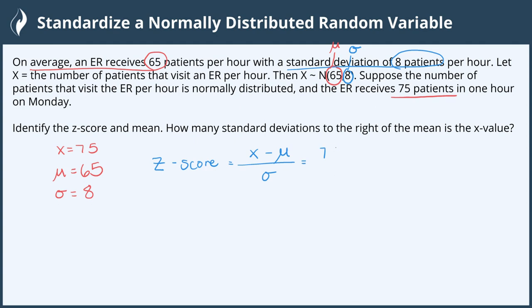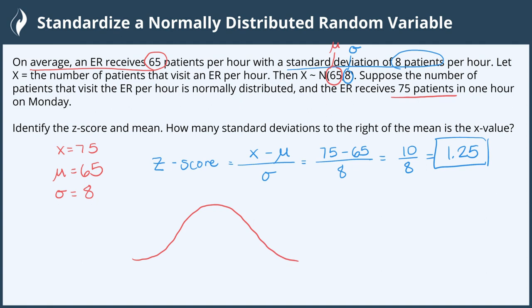We have these all written out, so we can substitute and get 75 minus 65 divided by 8. This is 10 over 8. 10 divided by 8 is 1.25. This is our standard score or our z-score, and we can identify where that falls on a normal curve.